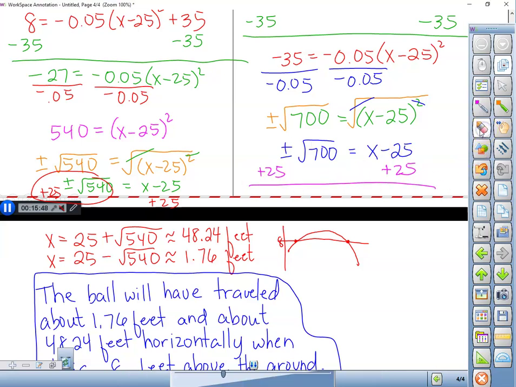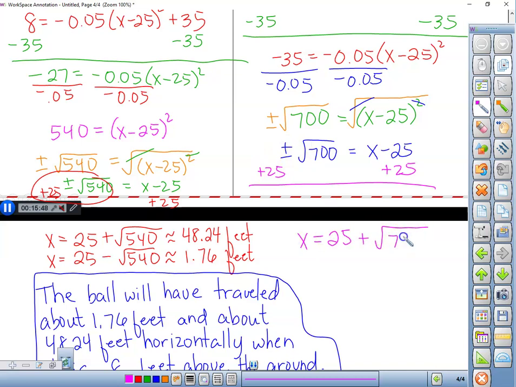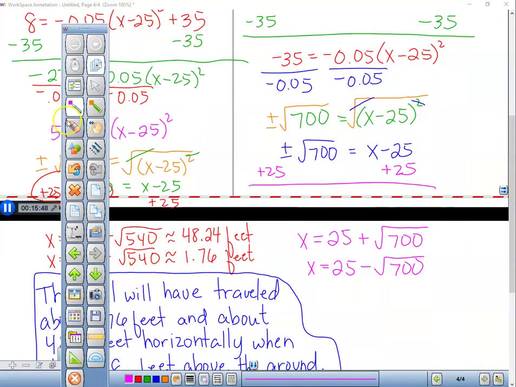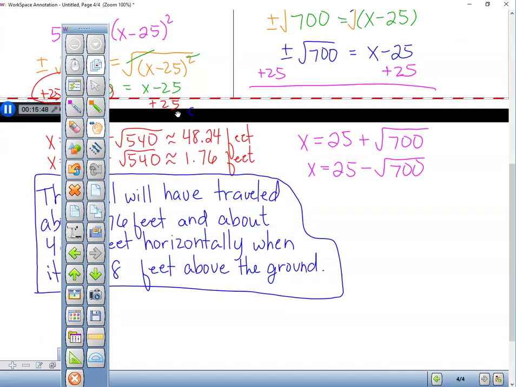So now we have, these will both be our x's, so we get x equals 25 plus the square root of 700, and separately x equals 25 minus the square root of 700. So we calculate them both separately on our calculator. And the 25 plus the square root of 700 to the nearest hundredth is about 51.46. And x, remember, is horizontal distance measured in feet.